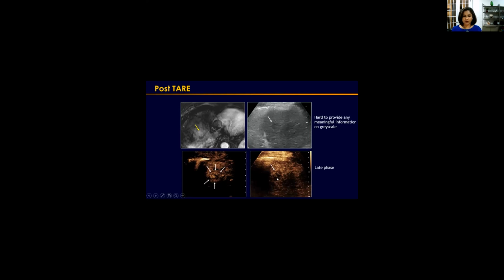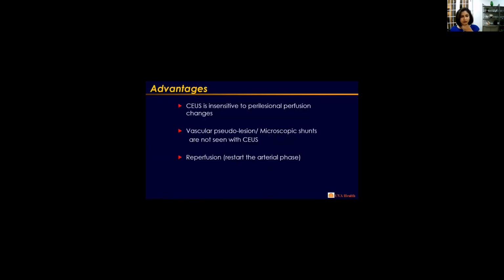This also showed washout. But contrast ultrasound can add value by tracking the time intensity curve, tracking the enhancement of this nodule over time, and seeing whether it is uptrending, stable, or improving, to label this lesion as a treatment specific enhancement or evolving change. So there are advantages. CEUS is insensitive to perilesional perfusion changes. We do not see pseudo-lesions or shunts, which sometimes create confusion about whether these lesions are new or there is recurrence of tumor. That is not a concern with CEUS.